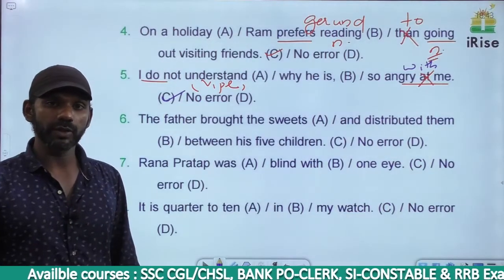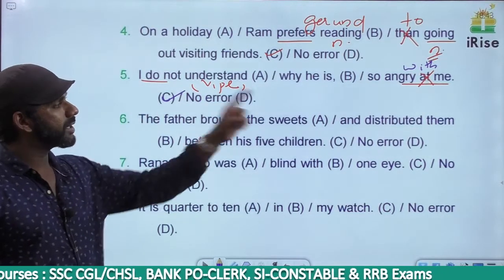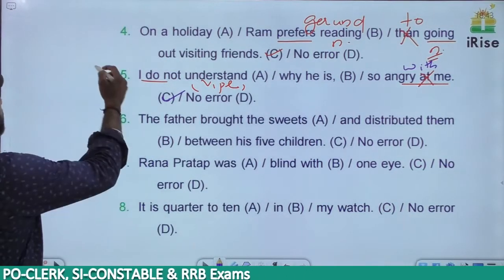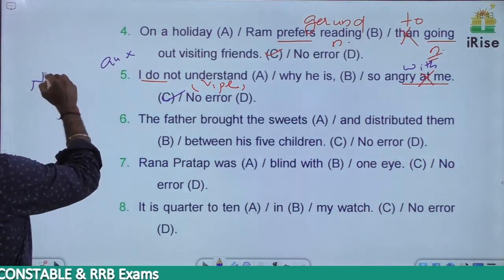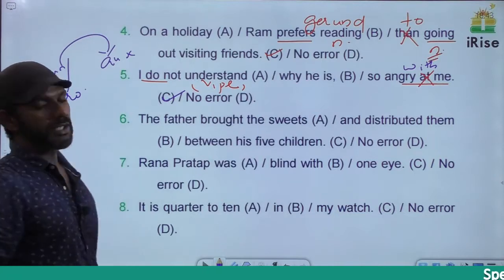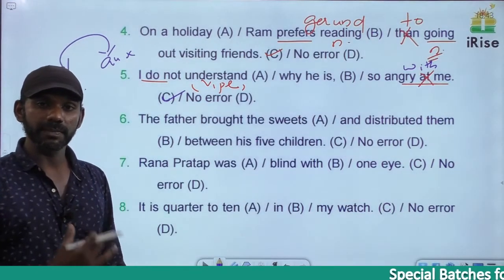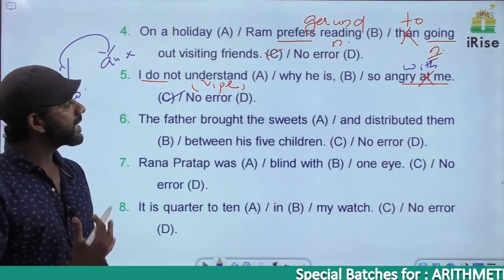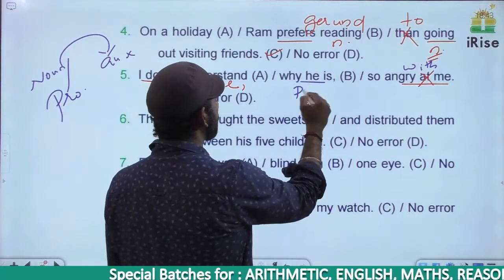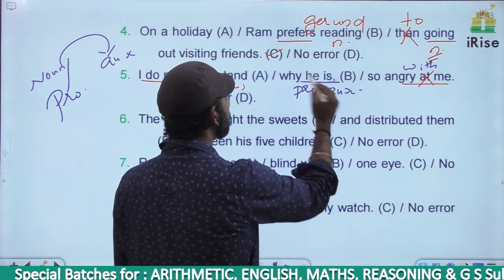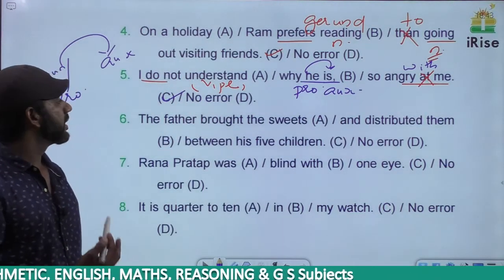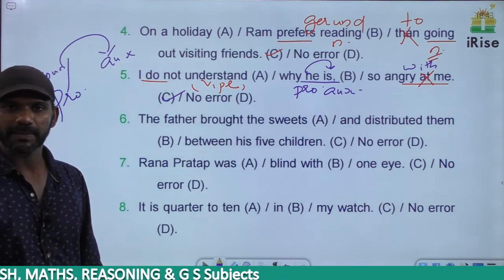This is not an interrogative sentence because it's not starting with a question word. It is not ending with a question mark. If it is not an interrogative sentence, as you know, the auxiliary verb must appear after the noun or pronoun. I do not understand why he is so angry with me. He is the pronoun here. Is is the auxiliary verb. The auxiliary verb is coming after the pronoun. That concept is also completely fine. Now the whole sentence is grammatically correct.